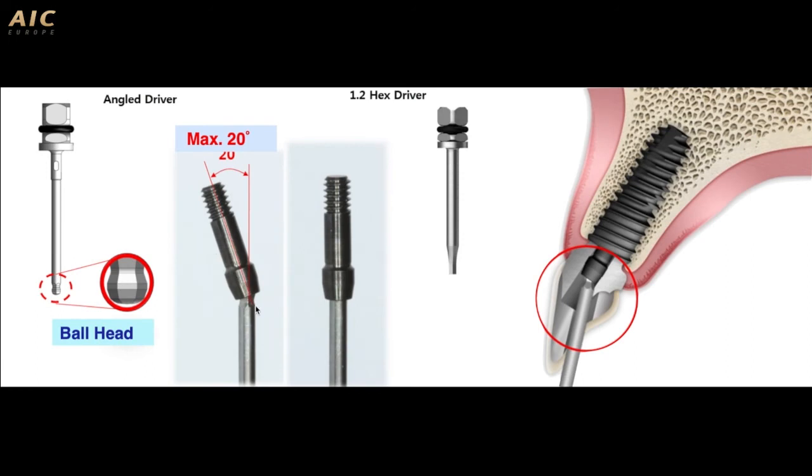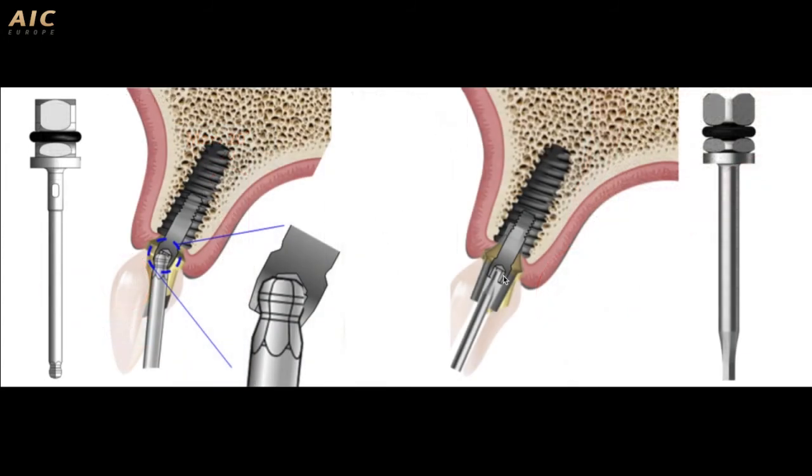This is how we can compensate from 0 to 20 degrees of divergence, and we can change the emergence profile of the screw. This is the difference between the normal screwdriver and the angled screwdriver.